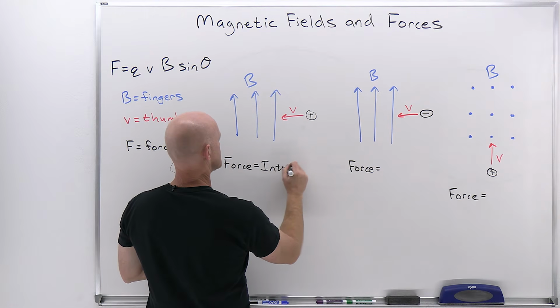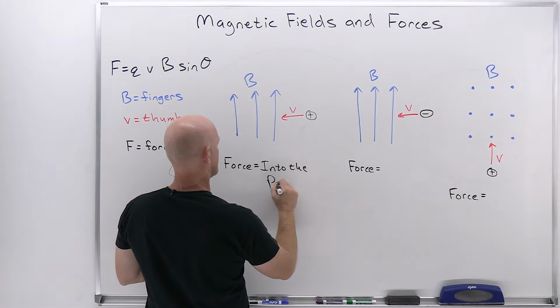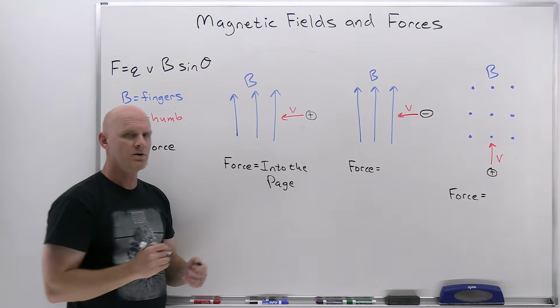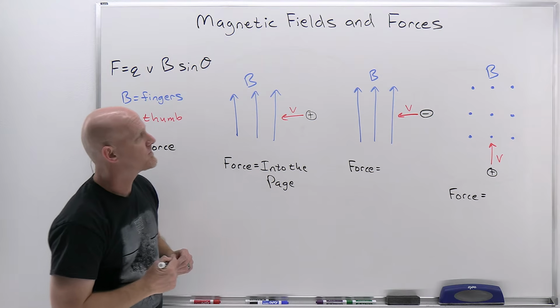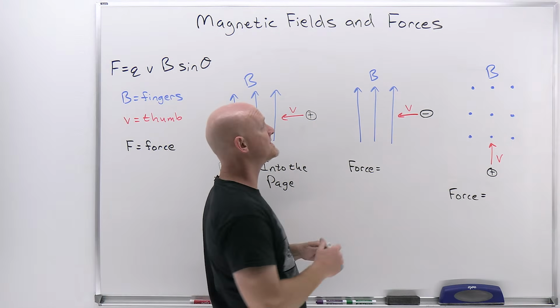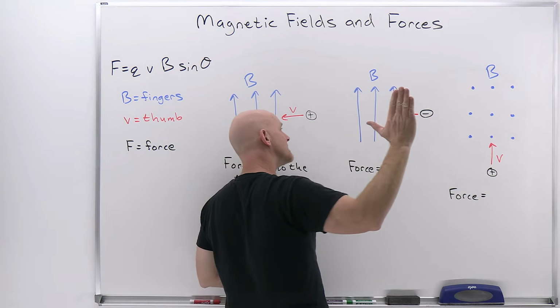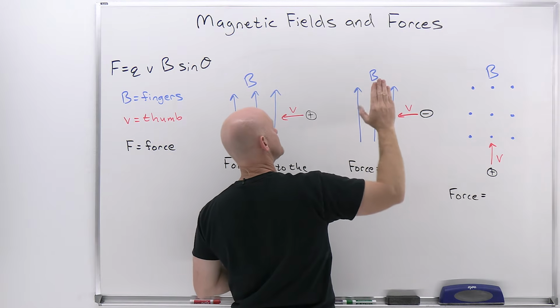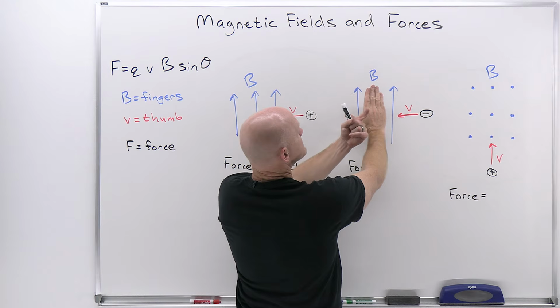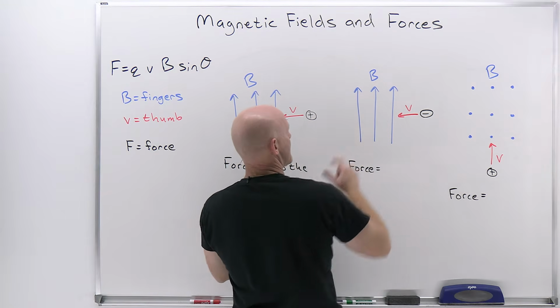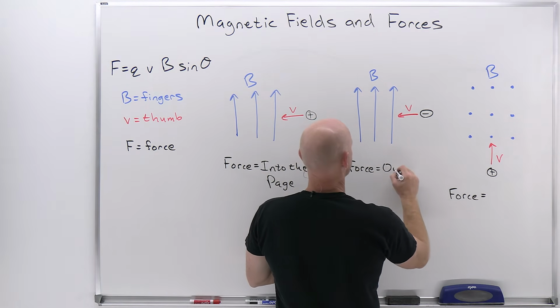So I'm going to write into the page, because you're most likely going to see this, into the screen or into the page of a book or something like that, or into the board in this case. So for the next one, for a negative charge, it would work exactly the same way. And again, make sure you're using the right hand. So fingers in the direction of the magnetic field, thumb in the direction of the velocity. But instead of coming out the palm, for a negative charge, it's the opposite direction coming out the back of the hand, which would now be out of the page.